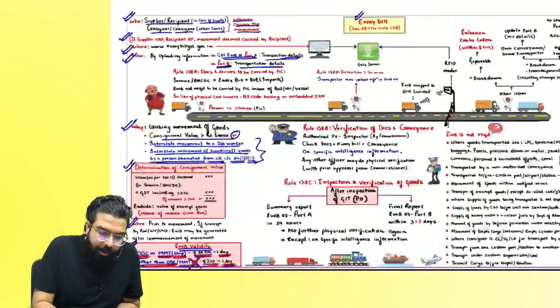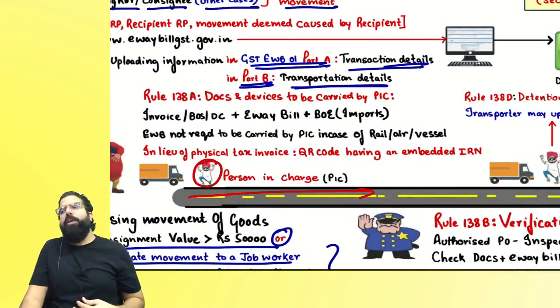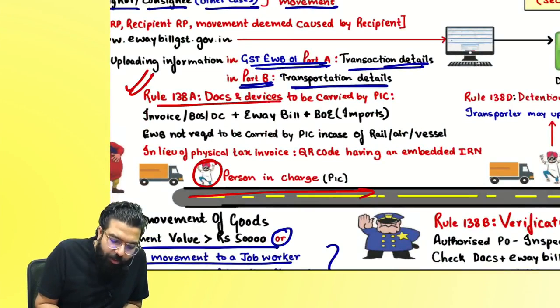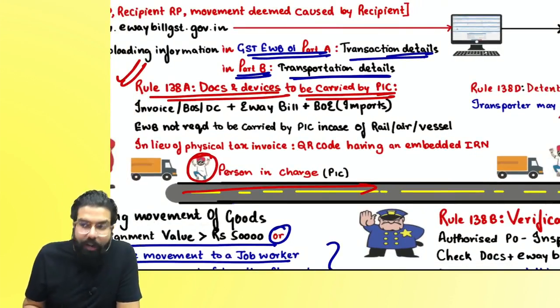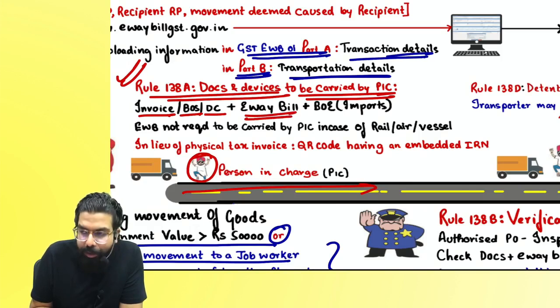Right, everyone? Now, when you are taking the goods and going, basically the person in charge, rule number 138A comes, which says you should take along with you documents and devices to be carried by person in charge. If you are taking the goods, you should have bill of supply, invoice or delivery challan, plus you should have the e-way bill plus bill of entry in case of imports.